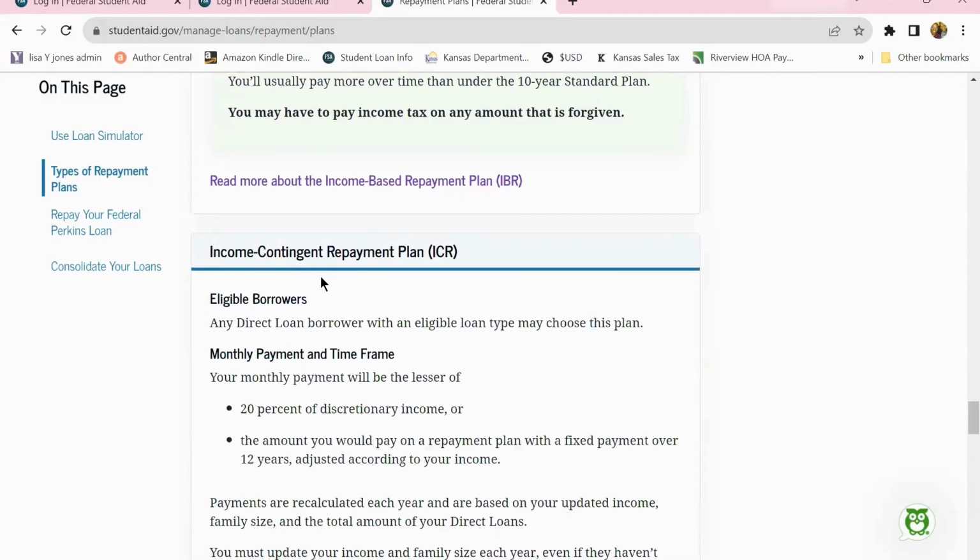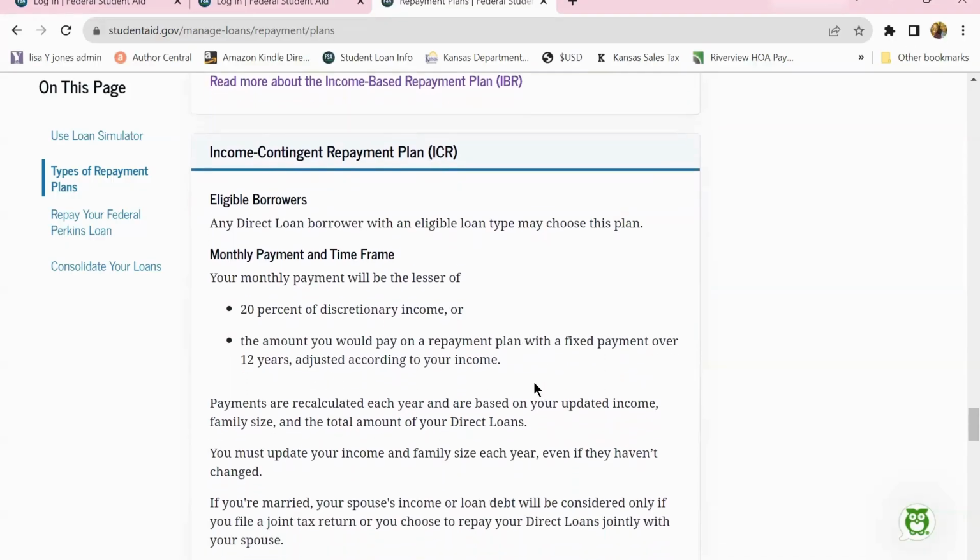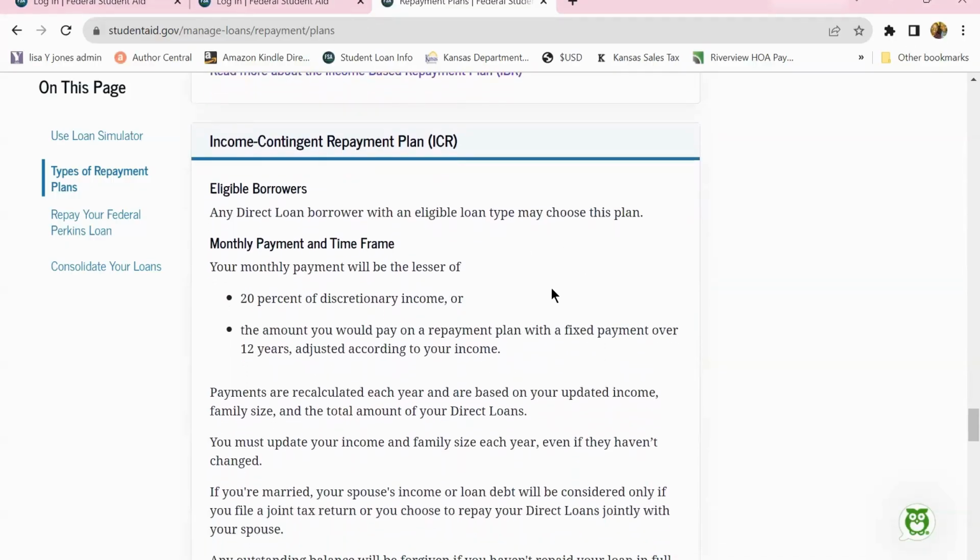So income contingent repayment plans, this one is a little different. Again, you're eligible for this one because anybody with an eligible loan type is eligible for this.